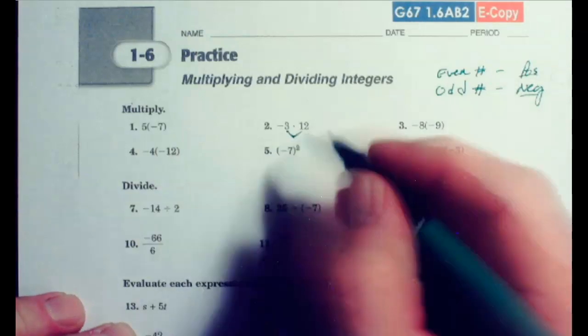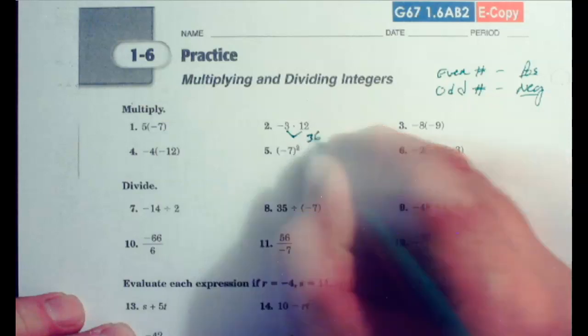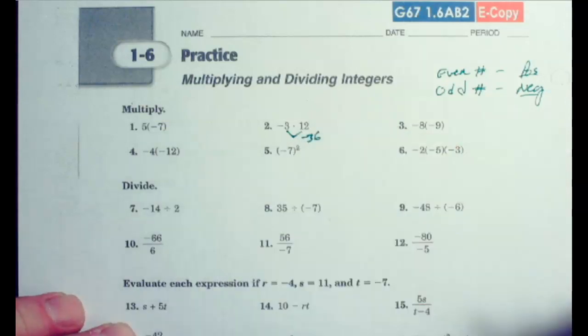How about this one? We've got 3 times 12. 3 times 12 is 36. We've got one negative symbol. That's an odd number. That's a negative 36.